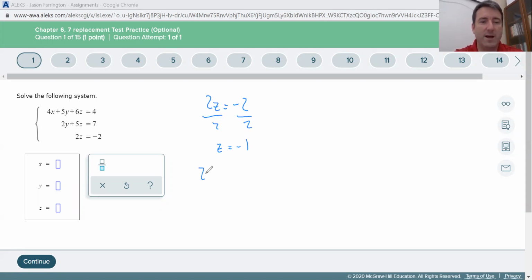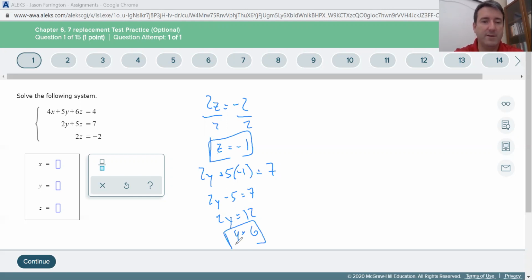So we get 2y plus 5 times -1 is equal to 7. So 2y minus 5 is equal to 7. Add 5 to both sides, we get 2y is equal to 12. So y is equal to 6. Let me box in these answers so that we can put those in later. And then now we're going to use those two answers to find x from the top equation.